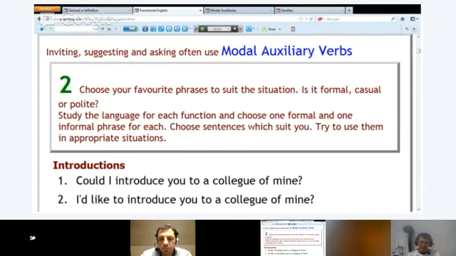So I want, first of all, everybody to brainstorm with me a list of all of the different kinds of possible common functions in English. Suggesting is one. Asking for permission is another. Requesting. Requesting is another one, yeah.